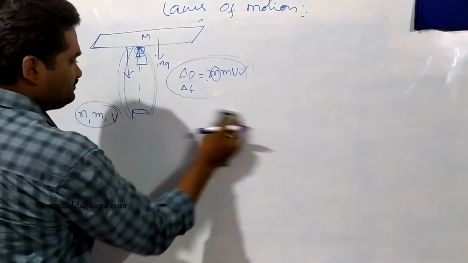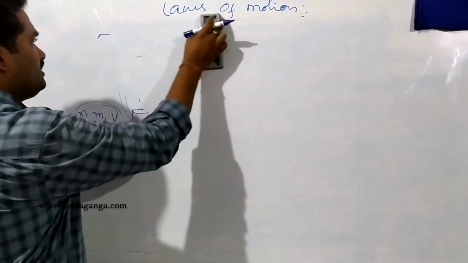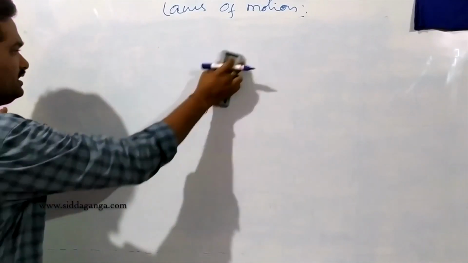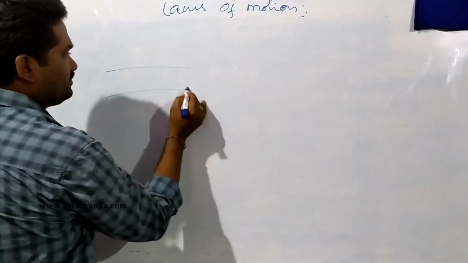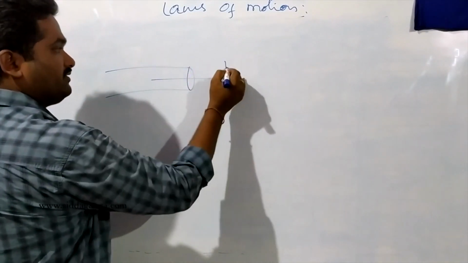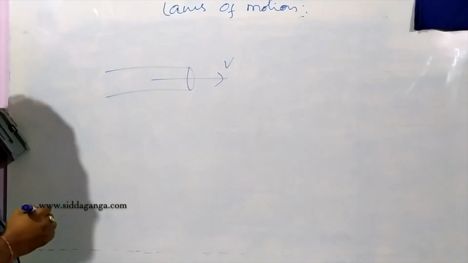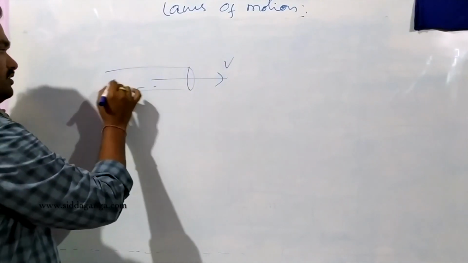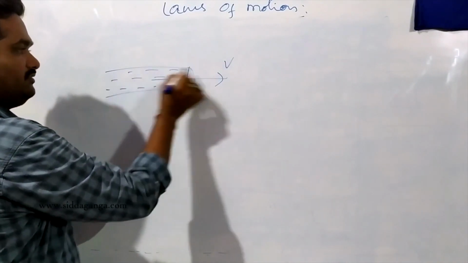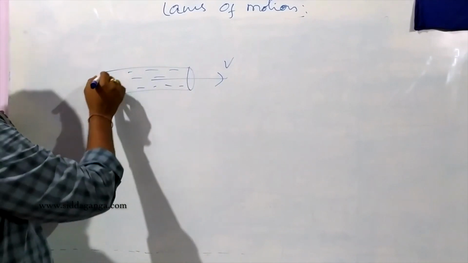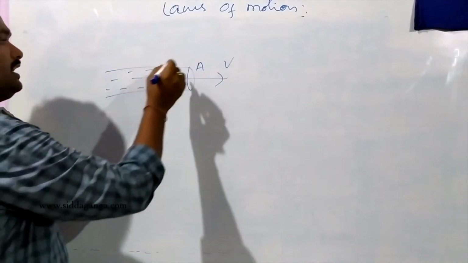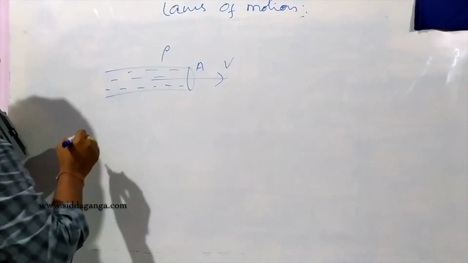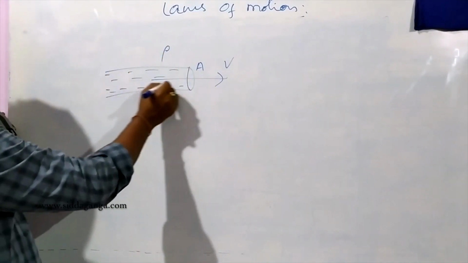One more thing: you might have come across a few problems related to a hose pipe through which water gushes out with a velocity v, with the same terminology. They mention that the area of cross section of this pipe is A, uniform throughout, and the density of the water or liquid coming out of the pipe is rho.